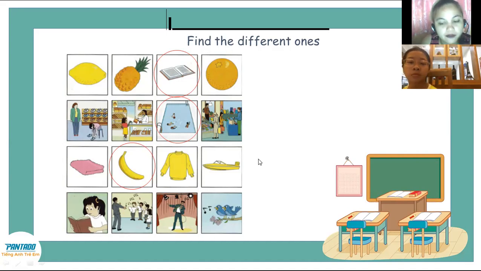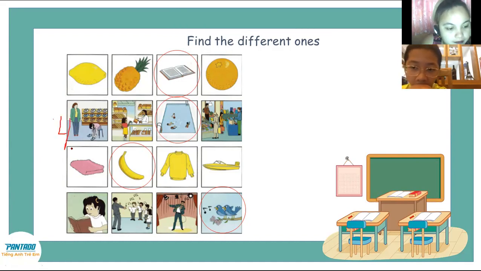Okay, now how about the fourth one? The girl is reading. Okay. Why do you think? Because picture two, picture... they are singing. Okay, that is correct too. And also the encircled picture is correct because it's an animal. Yes, very good, because that is an animal. So there are two types of answer in number four. Okay, well, anyway, you got the perfect score right here.